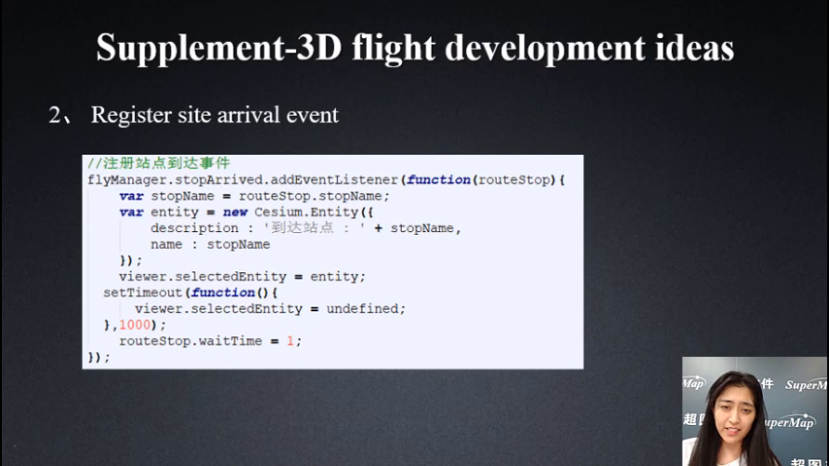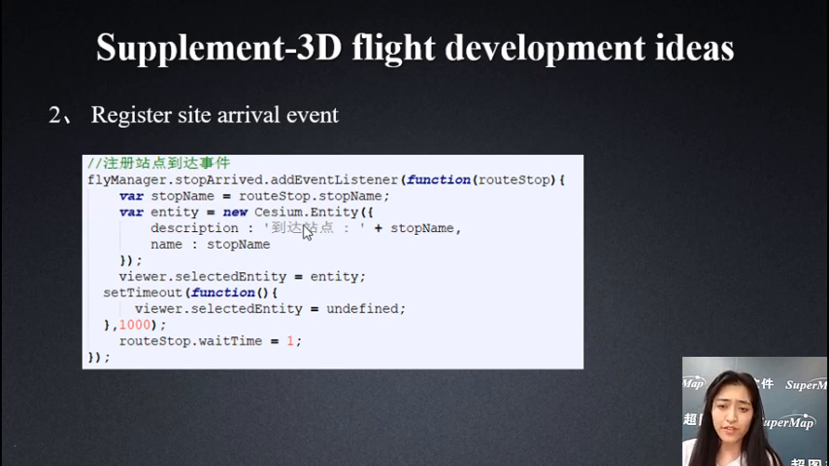And then let's register the site arrival event through the stop attribute, using the add event method. The add event method passes a callback function, and when we arrive at a certain stop, the content in the callback function will be executed.